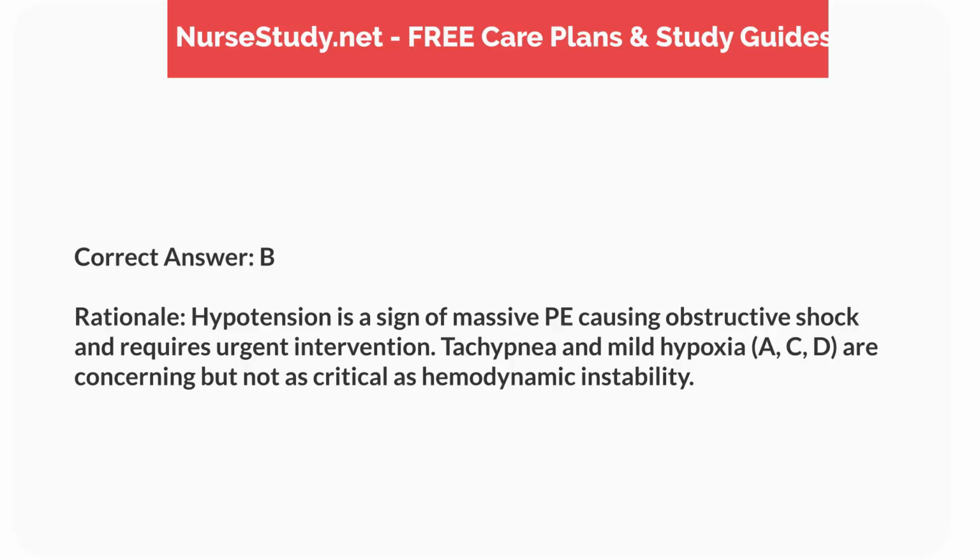Correct answer, B. Rationale: hypotension is a sign of massive PE causing obstructive shock and requires urgent intervention. Tachypnea and mild hypoxia, A, C, D, are concerning but not as critical as hemodynamic instability.